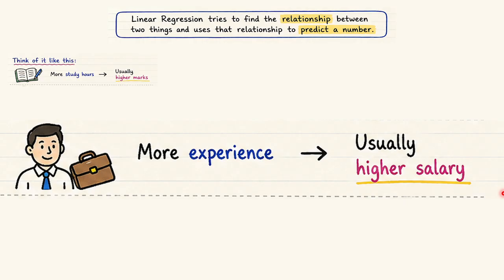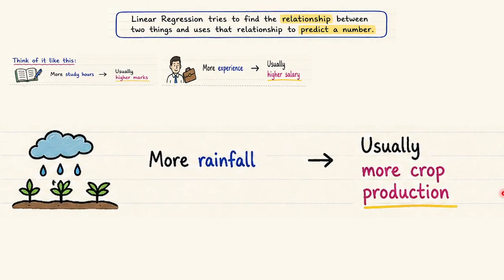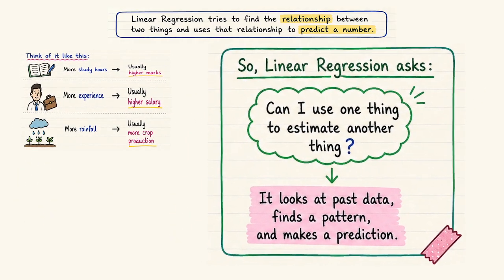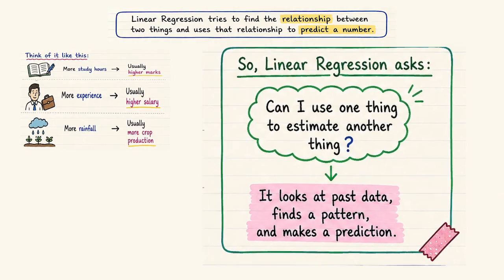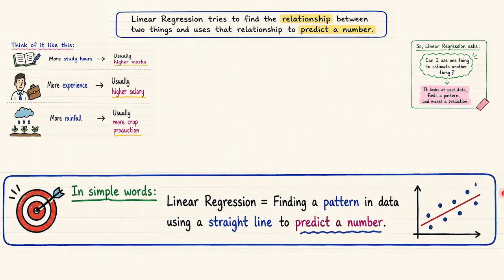In the same way, how can we say that more work experience means higher salary, right? Suppose rainfall, then more rainfall means more crop production. So all these predictions we make, it means that we have experience, we have the past data, right? So, in simple technical words, we can say that linear regression is finding a pattern in data using a straight line to predict a number. And now let's understand linear regression step by step in a little more detail.